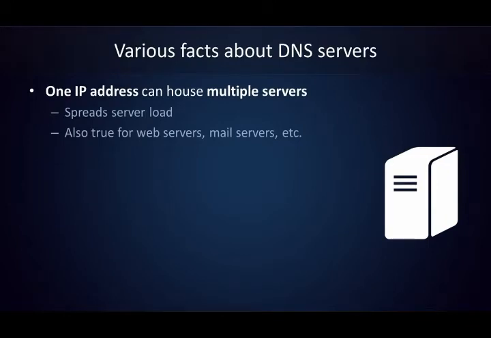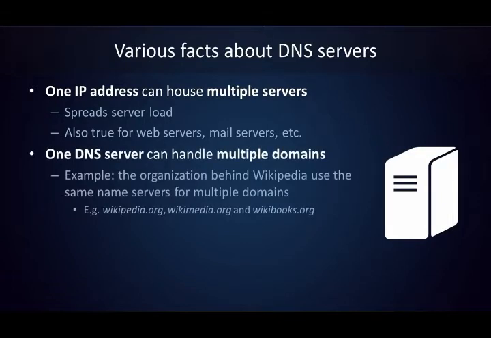A couple more facts about DNS servers. One IP address can house multiple physical servers. For example, Facebook's name servers only have 2 IP addresses, but that doesn't mean that they only have 2 physical name servers to serve everyone worldwide. By spreading incoming requests across multiple servers, they prevent them from getting overloaded. This is true for servers in general, by the way, whether you're talking about web servers or mail servers or DNS servers.